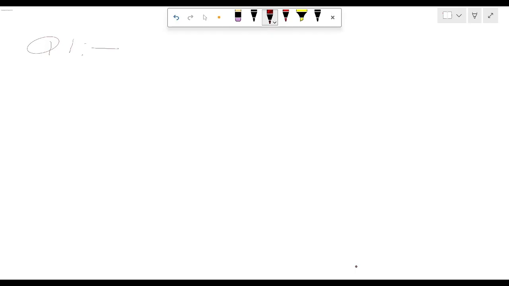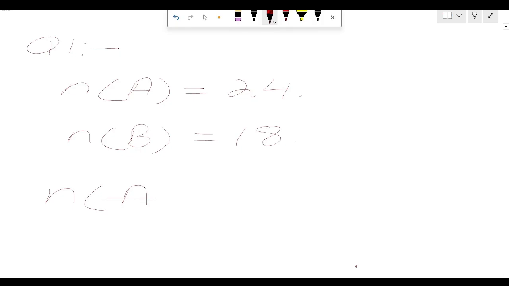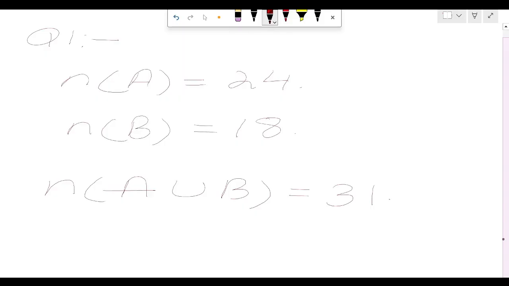The first question says, let A and B be two finite sets such that n of A is equal to 24, n of B is equal to 18, and n of A union B is equal to 31. Now this is the given data. What do we need to find? We need to find the common values between A and B. Simply, we need to find n of A intersection B.